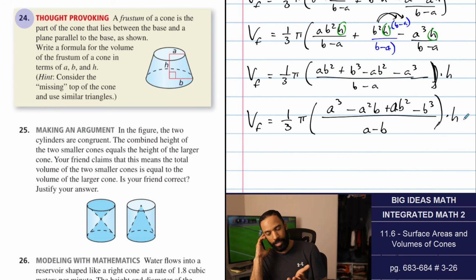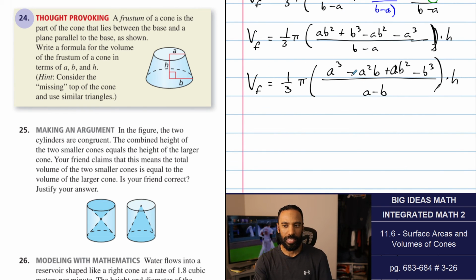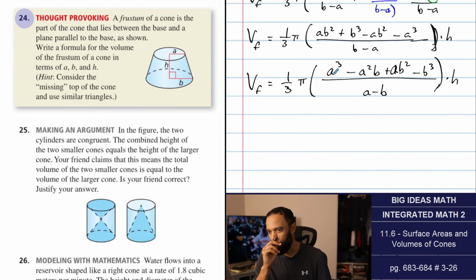This could be a version of the answer if something can't simplify, but I feel like the a minus b, I think this might be a minus b cubed. No, it's not.